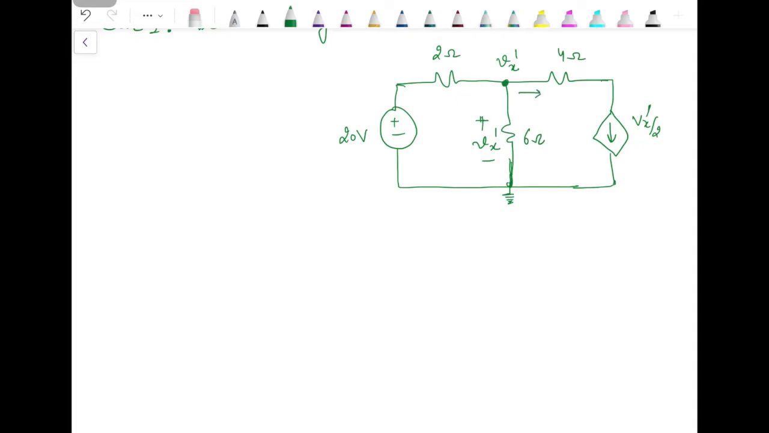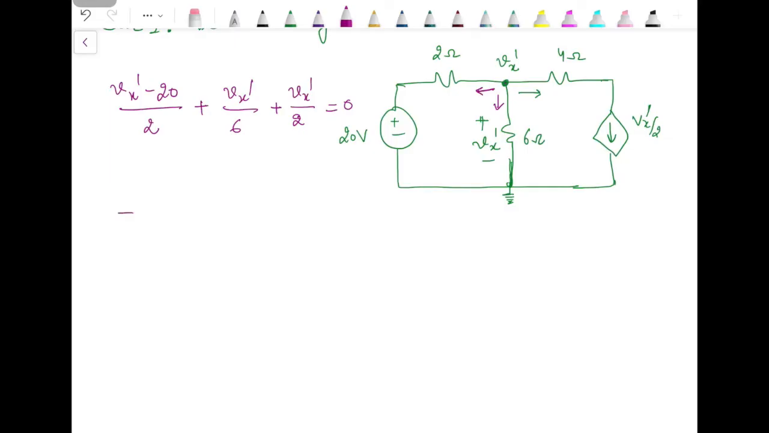We know the direction of current in this branch. For other branches it's unknown. Let's assume them also outgoing. So current through 2 ohm resistance will be (Vx dash minus 20) by 2. Current through 6 ohm resistance is Vx dash by 6. Then current through 4 ohm resistance is Vx dash by 2, since we have a current source connected in series with the 4 ohm resistance.